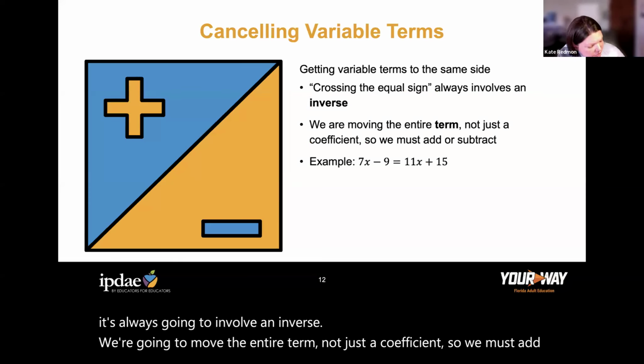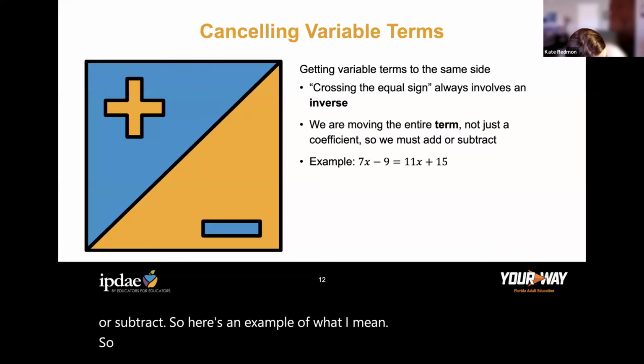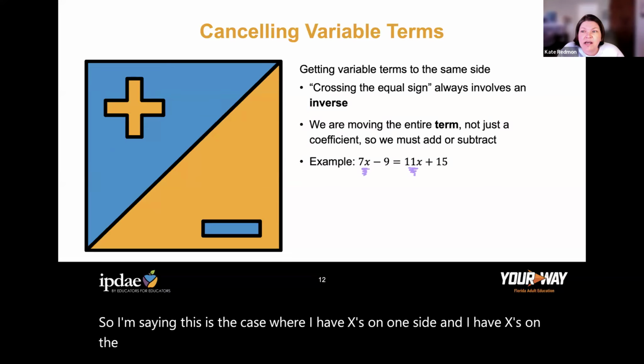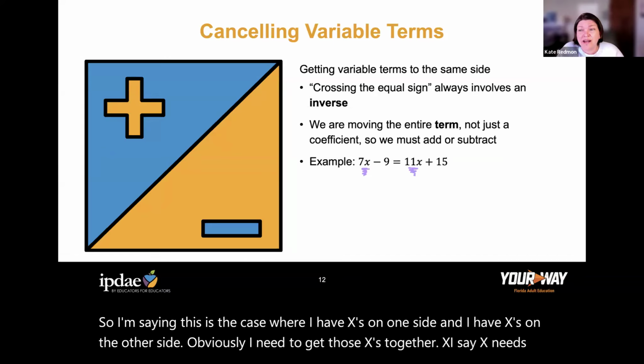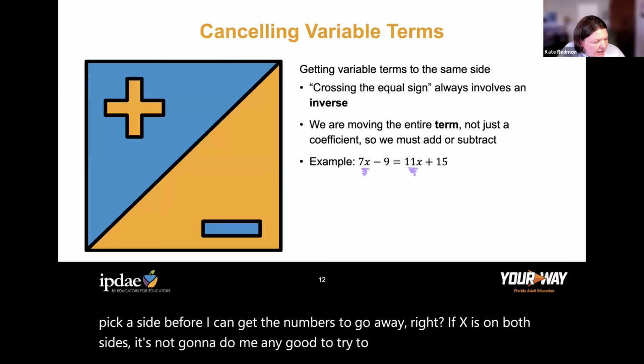So here's an example of what I mean. So I'm saying this is the case where I have x's on one side and I have x's on the other side. Obviously, I need to get those x's together. I say x needs to pick a side before I can get the numbers to go away, right? If x is on both sides, it's not going to do me any good to try to isolate them. So I need to get those guys together.